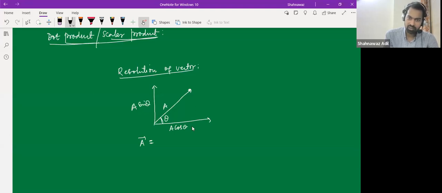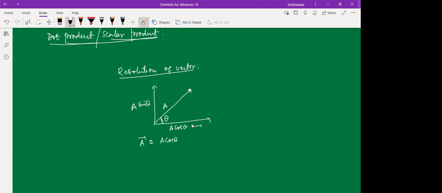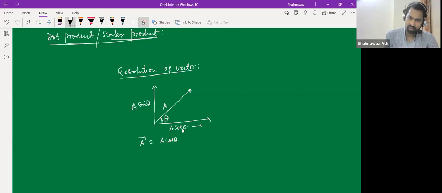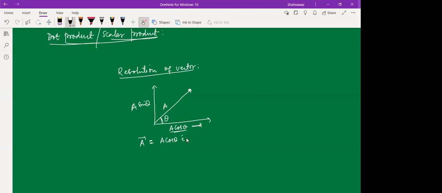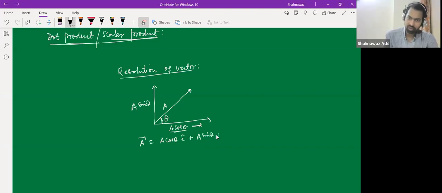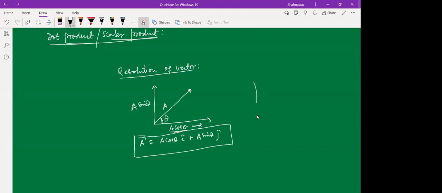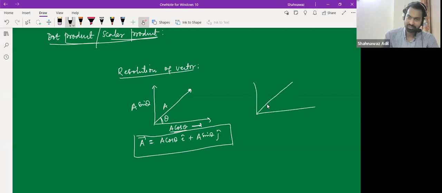So you know that this is in the x direction. So what would be the direction? A cos theta i cap. And then we have A sin theta j cap. So this is how we do the resolution of a vector. We have done so many questions and you have forgotten what's happening.